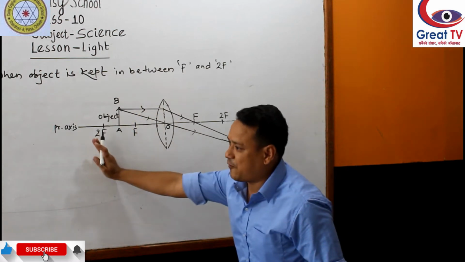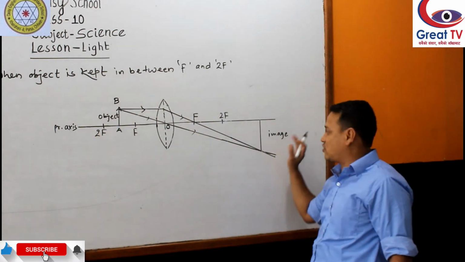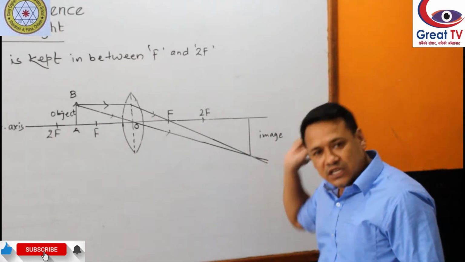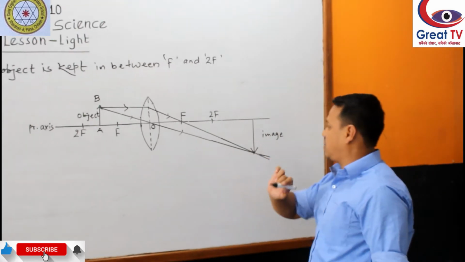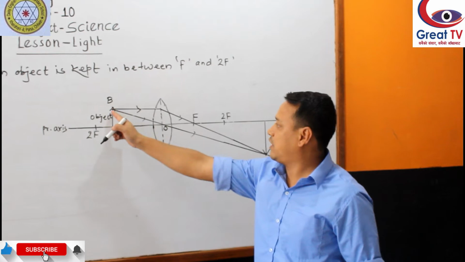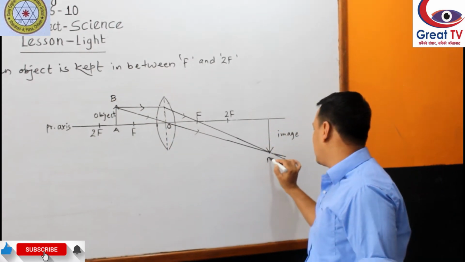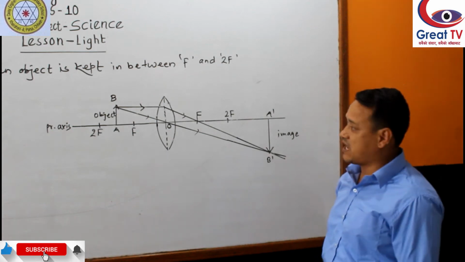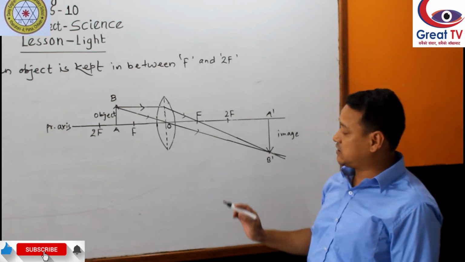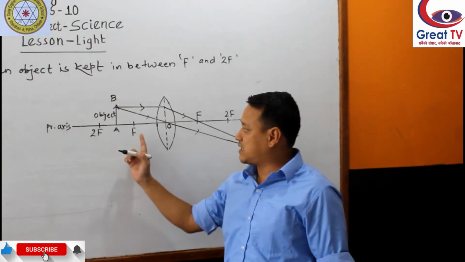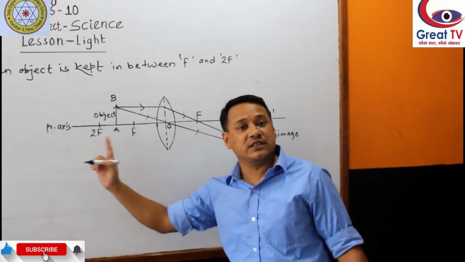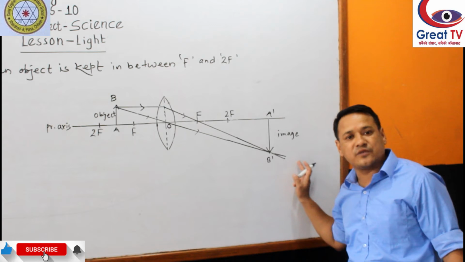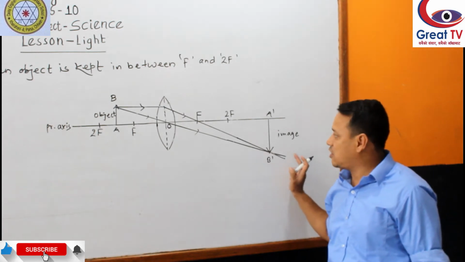Object is on one side of the lens, image is on the other side of the lens. So this type of image is a real image. A real image is always inverted, so you have to draw the arrow sign down. At the B' here is the arrow head, and here A'. So A'B' is the image. Don't forget, when the object is kept between F and 2F, the image is formed behind 2F on the other side.